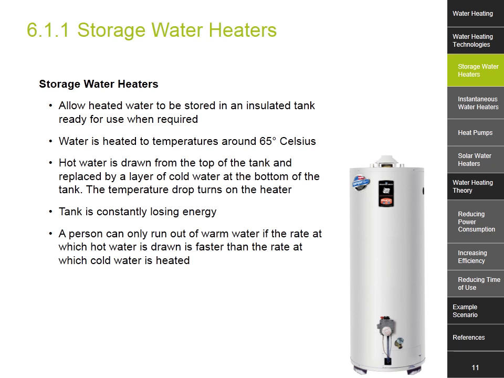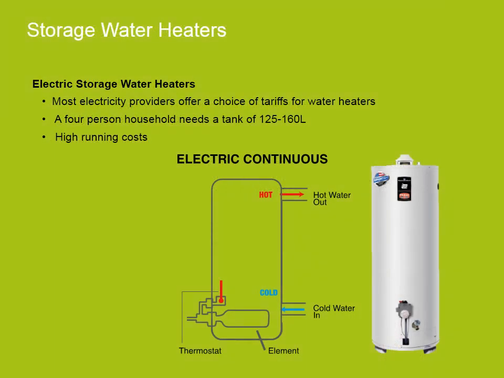Excluding solar, which will be covered later, there are two main types of storage water heaters: electric storage and gas storage. Most electricity providers offer a choice of tariffs for water heaters: a day rate supply and a night rate supply. A 4-person household needs a tank of approximately 125 to 160 litres. The disadvantage of such a system is its high running cost.